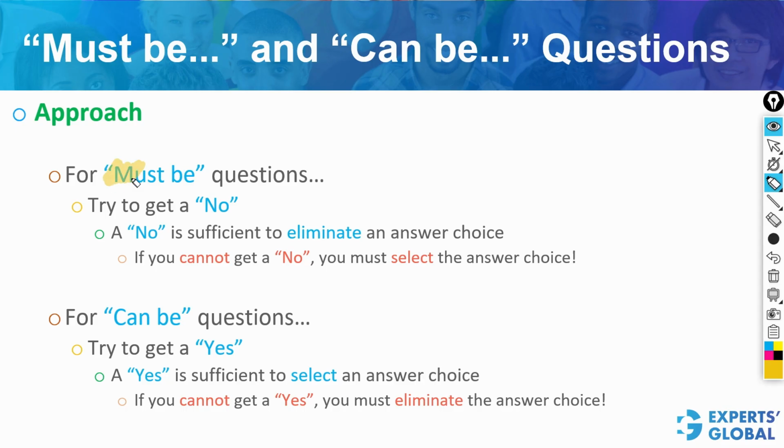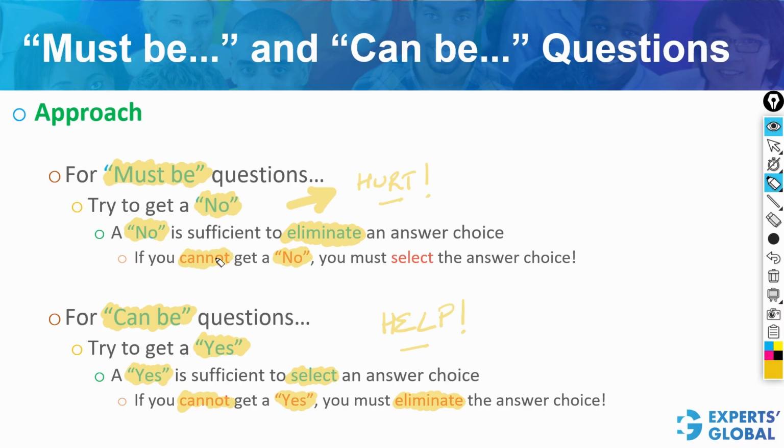So, in case of the must-be questions, we must try to hurt the answer choice by getting no. And in case of the can-be questions, we must try to help the answer choice by trying to get a yes. When we get a yes, we can select the answer choice. When we fail to get a yes, it means that we must eliminate the answer choice. Whereas in the must-be question, the idea is to get a no and therefore eliminate the answer choice. Remember, we are trying to hurt the answer choice. We are trying to eliminate it by getting no. When we fail to get a no, it means that the answer choice cannot be eliminated and therefore we are forced to select the answer choice.